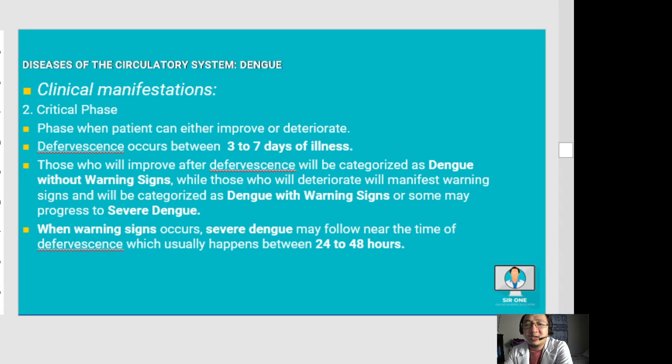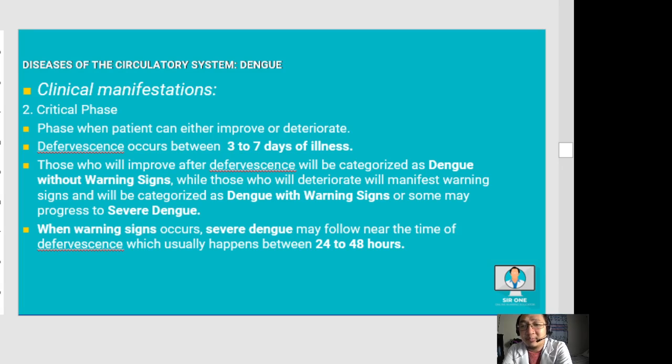Then for the second phase or stage, this is the critical phase, when the patient can either improve or deteriorate, and the defervescence occurs between 3 to 7 days of illness. Those who improve after the defervescence will be categorized as dengue without warning signs, and those who deteriorate will manifest warning signs, and this will be categorized as dengue with warning signs, or some may progress to severe dengue.